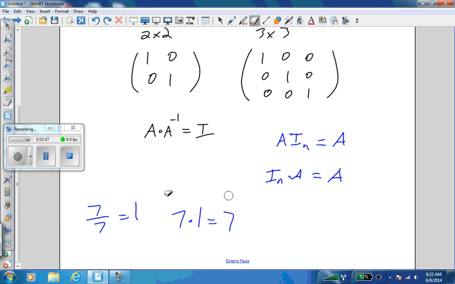So another way of looking at the identity matrix is a matrix that when we multiply it times our given matrix, it gives us our given matrix. So it's kind of like multiplying by 1. So it turns out that the identity matrix is commutable. You can multiply the identity matrix on either side and you get what you started with.